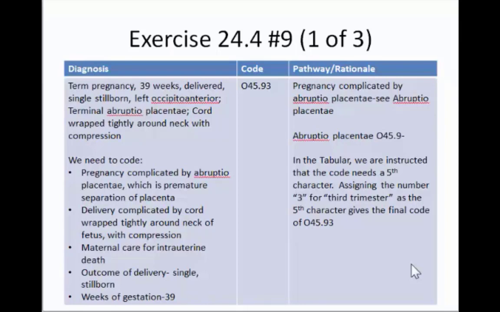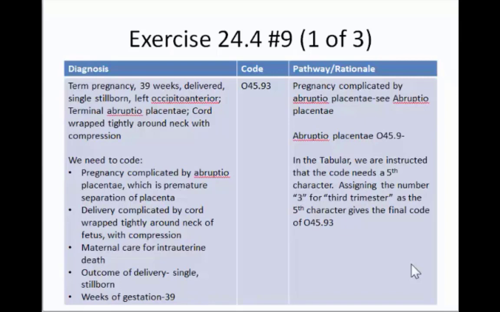So you can see here I have bullet points for the different conditions we're going to code. The pregnancy complicated by the abruptio placenta, the delivery complicated by the cord wrapped around the baby's neck. Because the baby died, we're going to have that maternal care for intrauterine death. The outcome of the delivery being a single infant with stillborn, and the weeks of gestation, 39.